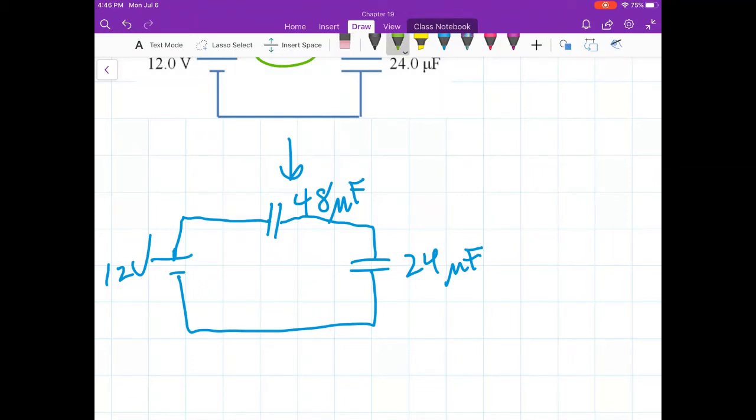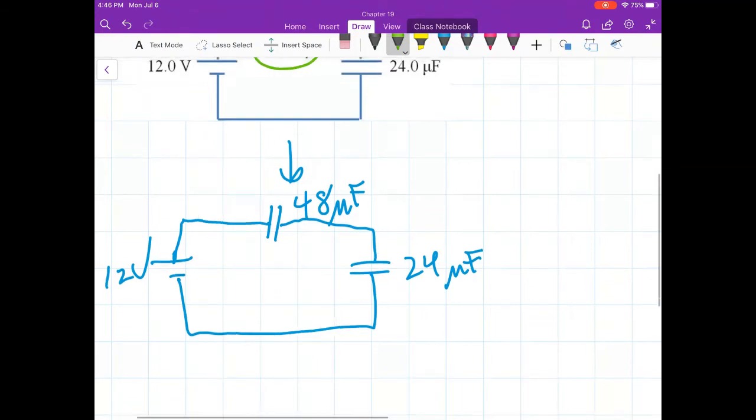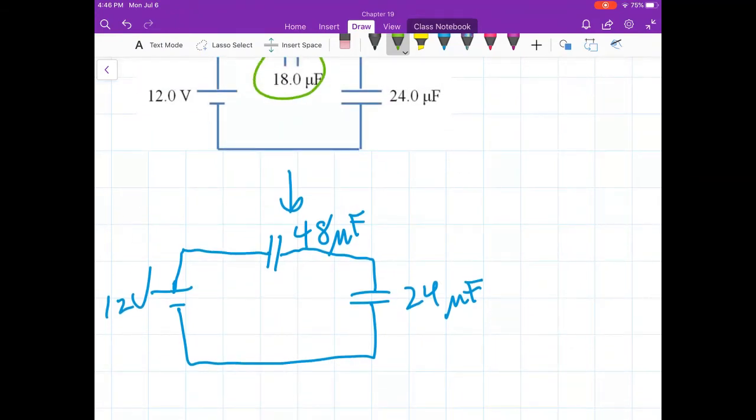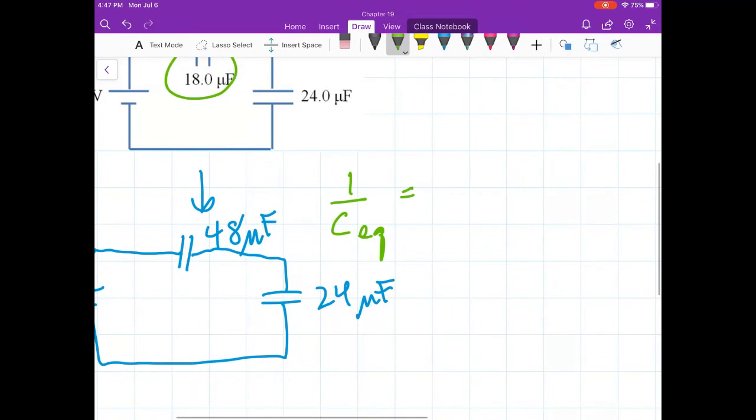So how do we solve series? This will be our final part to get to the CEQ, because it's going to give us the one capacitor. That's a reciprocal sum, 1 over 48. Again, I'm not going to worry about the power of 10, the micro, because I know it's microfarad. I don't even need to write it, but I'll put it there.